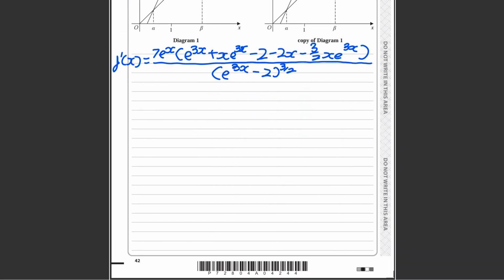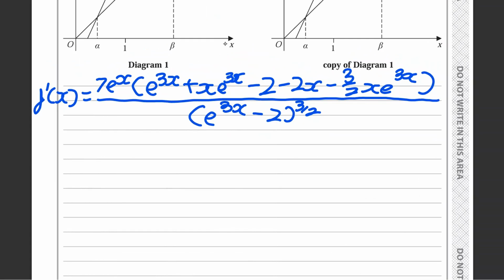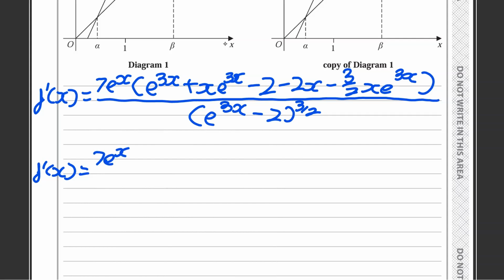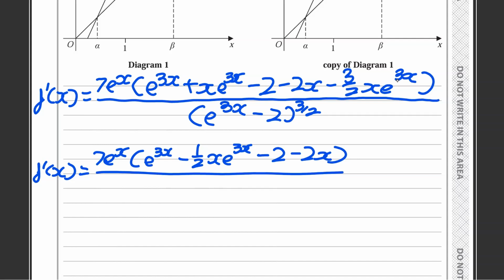Okay, now we can simplify this here, because you can write this as f dash of x is equal to 7e to the power of x e to the power of 3x. Now here we have x e to the power of 3x minus 3 over 2 x e to the power of 3x, so we can write this as minus a half x e to the power of 3x minus 2x, and all of this is over e to the power of 3x minus 2 to the power of 3 over 2.